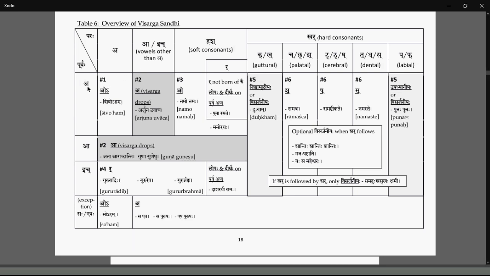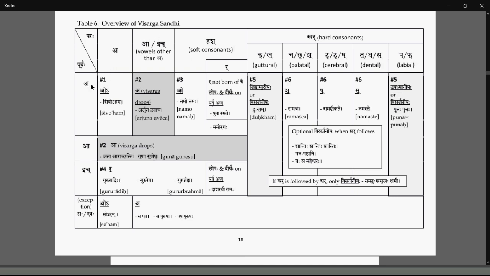Now look at this. The purva letter is akara, and ich. Ich means the vowels: a, i, u, ri, li, e, o, ai, au. So ich will include all those letters. When a precedes, as purva, and para is a, between a and a, what is the sandhi?